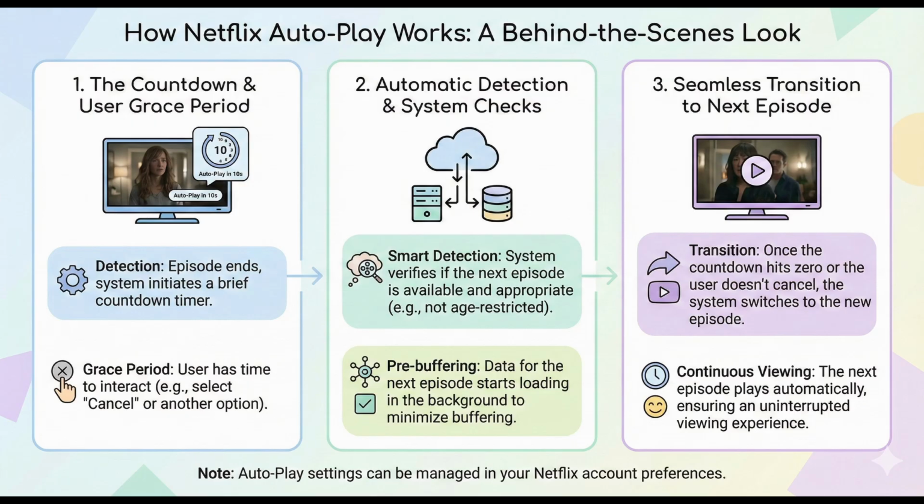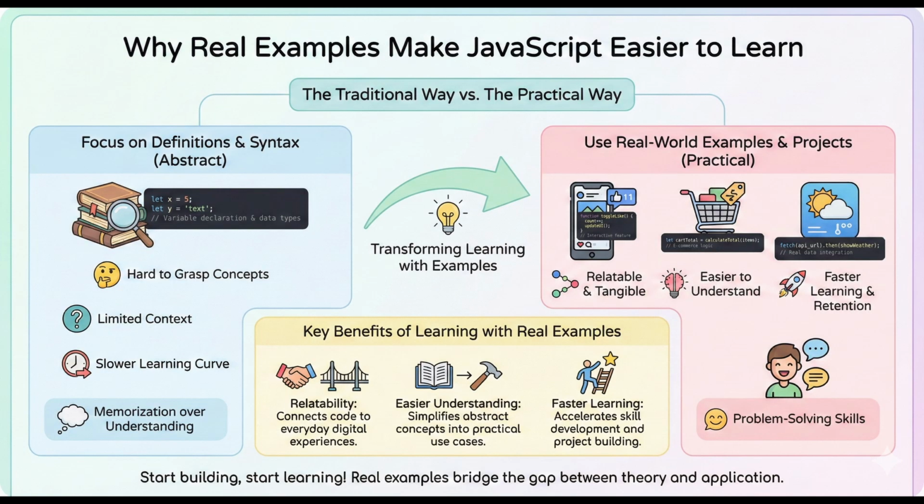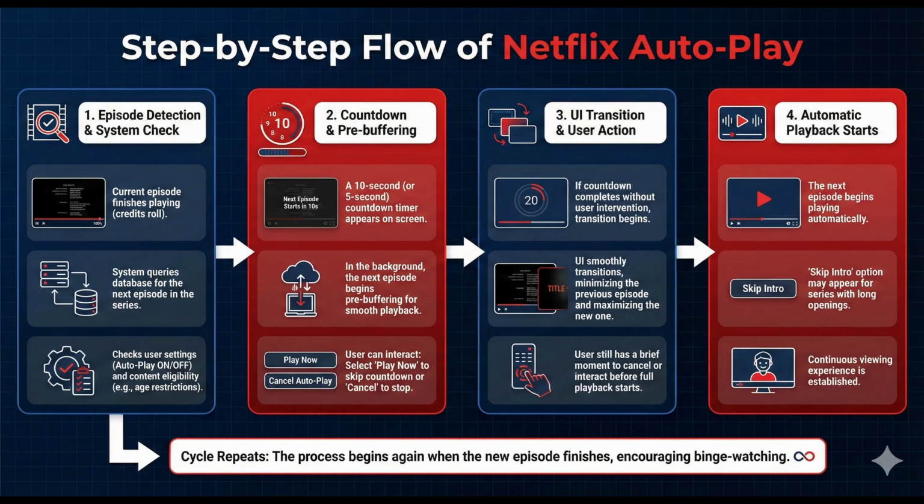Welcome to the Modern JavaScript series. In this episode, I am not going to throw definitions at you. Instead, we are going to understand JavaScript through one real-world example: Netflix autoplay. Imagine you're watching a show. The episode reaches the final moments. As soon as it ends, Netflix instantly knows it is time to show the countdown for the next episode.